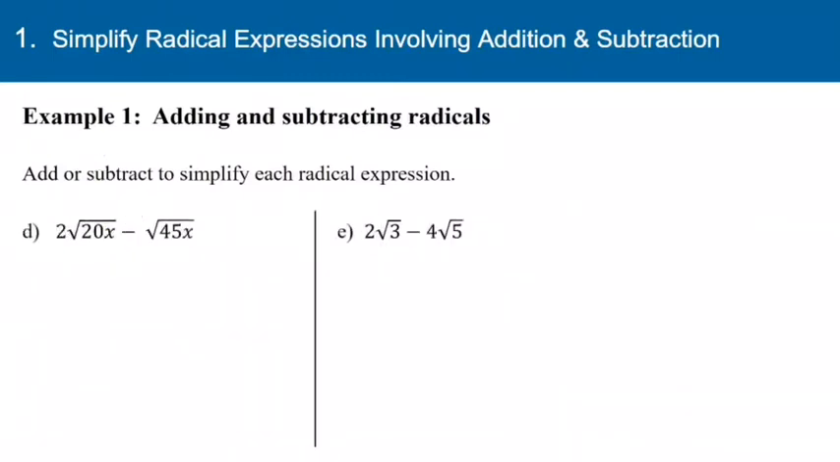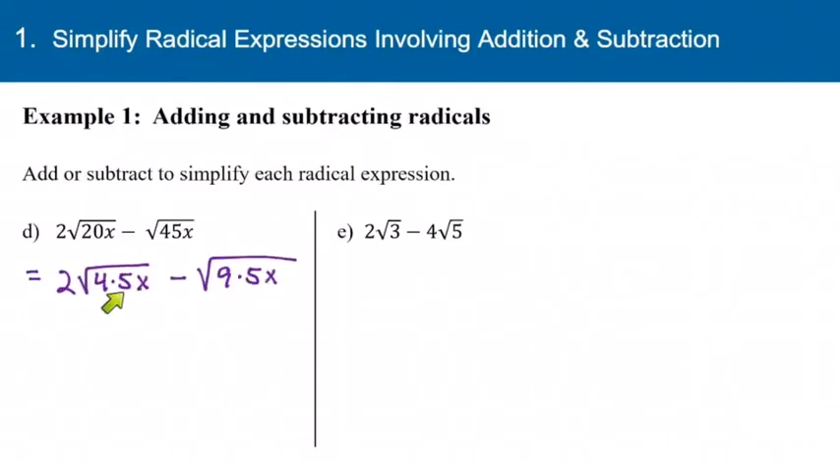Okay, continuing example 1. The same thing has to happen on part D. The only difference here is that now we have an x under the radical. But that doesn't make any difference to how we approach the problem. So again, we can't do anything to this problem until the radicals are the same. So first let's simplify these. 20x we can think of as 4 times 5 times x, and 45x we can think of as 9 times 5 times x. So we'll write that out.